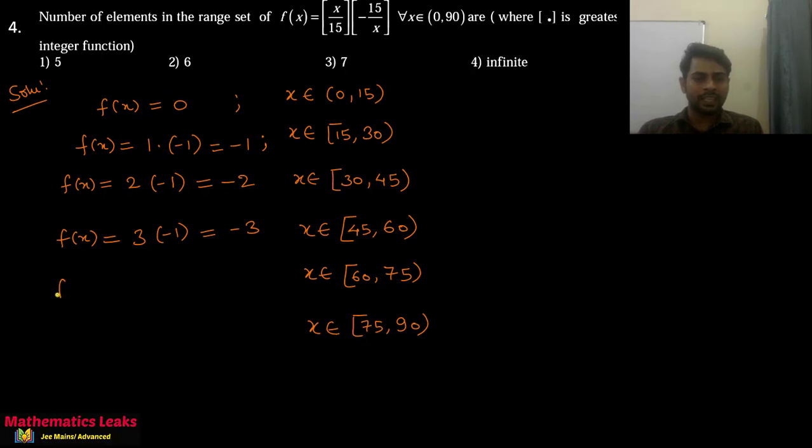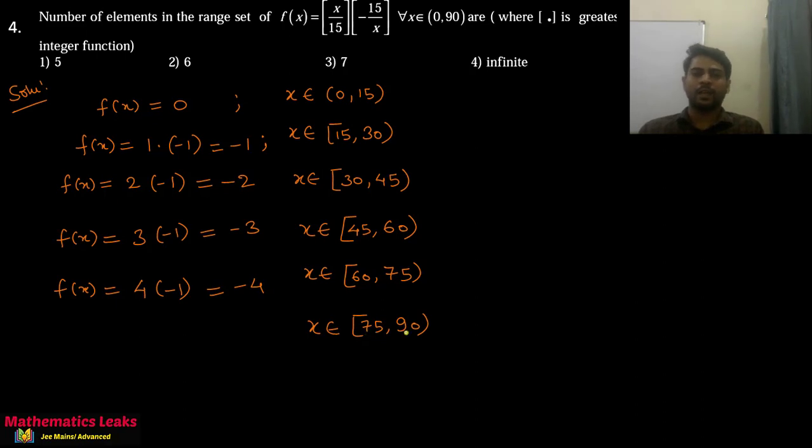So we can say in that case f of x will be equal to 4 into the second quantity. Obviously again the denominator is greater than the numerator, so it's a fraction, and the negative sign will make it a negative fraction, so the greatest integer will be -1. So the product of this will give you -4.